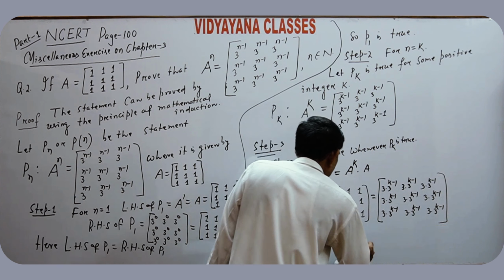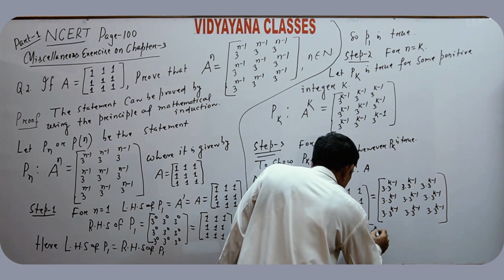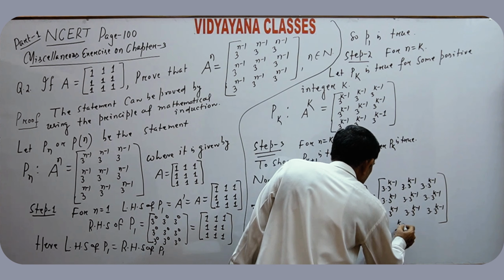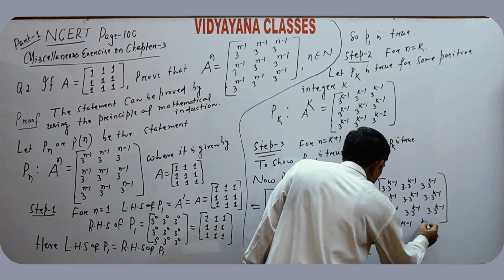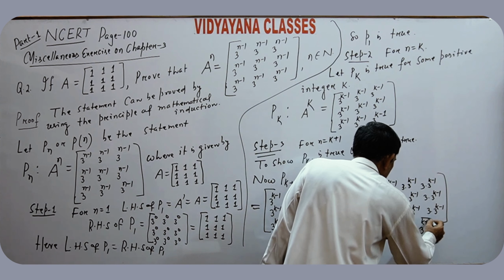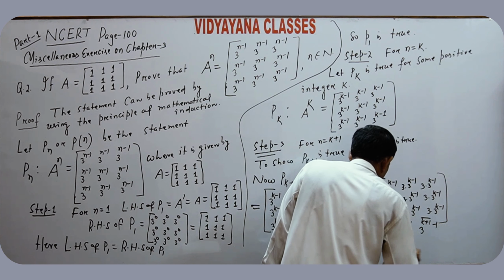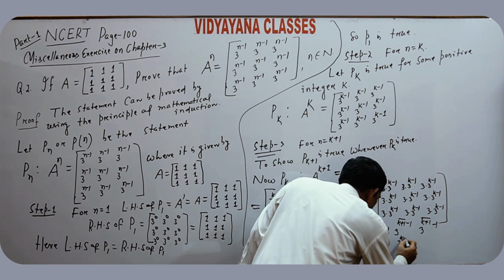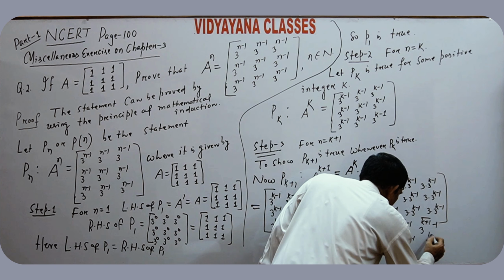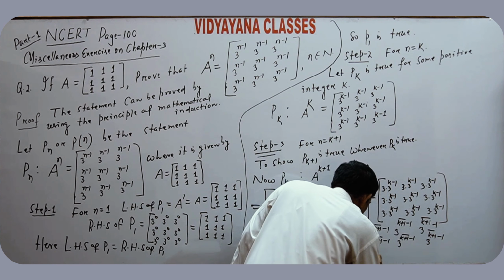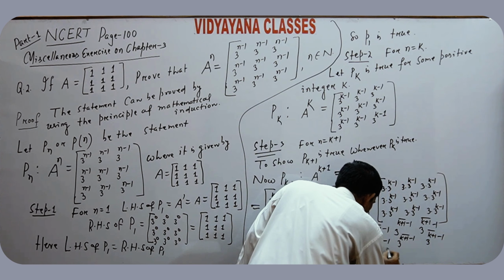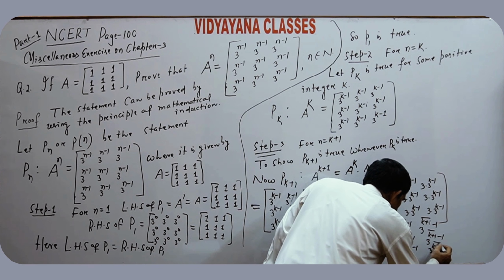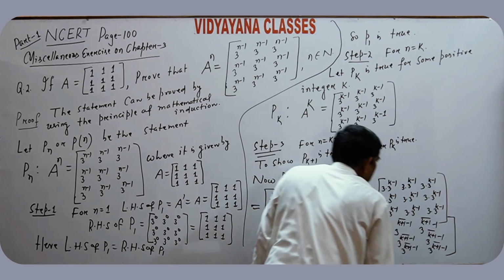Which is same as 3 to the power k plus 1 minus 1. Clear?